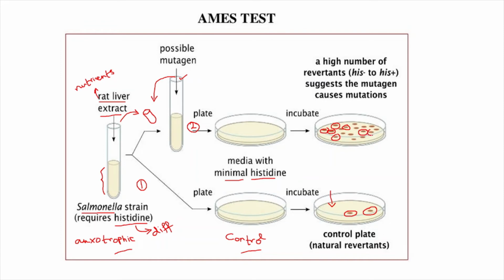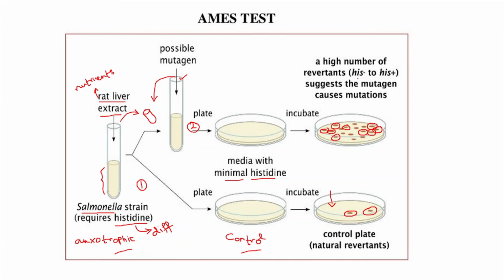They are forming colonies. So what does that mean? They do not require histidine anymore for their growth. That means they can synthesize histidine within their body, so they do not require addition of histidine from outside. That means they have become mutagenic.